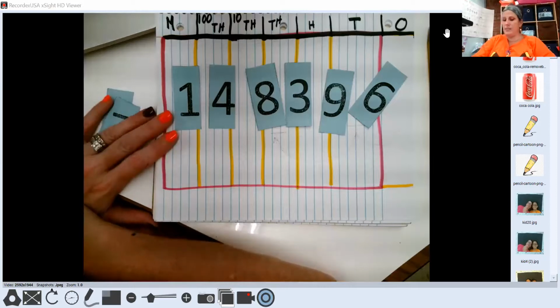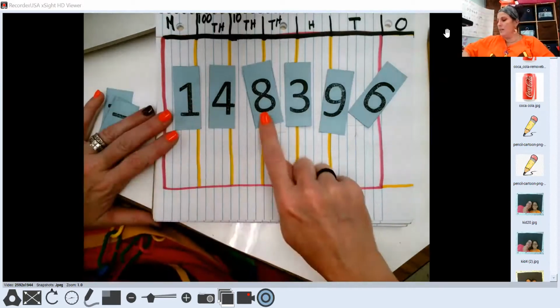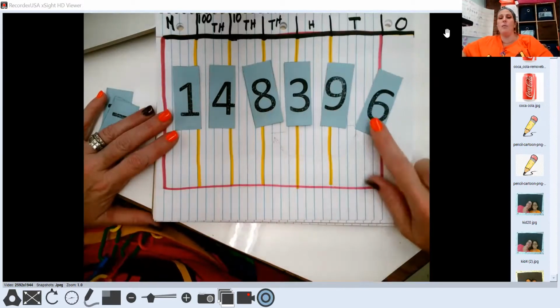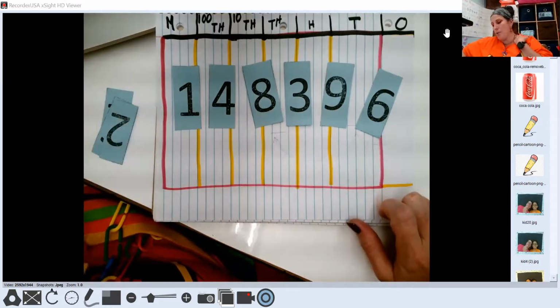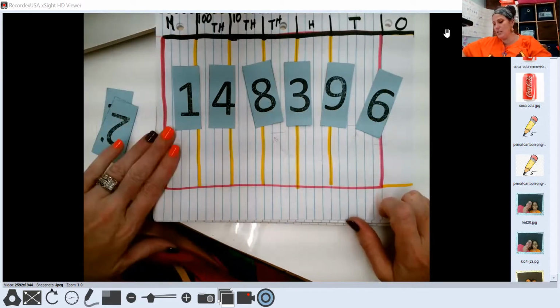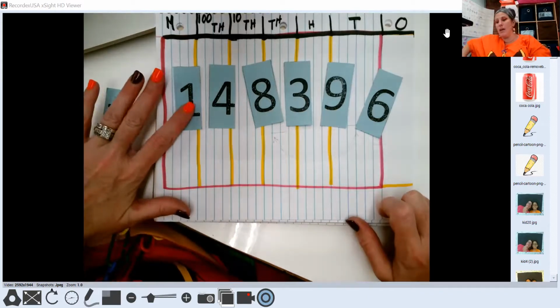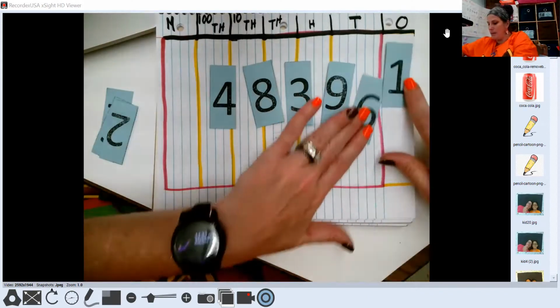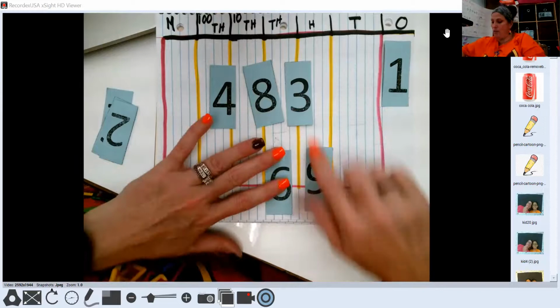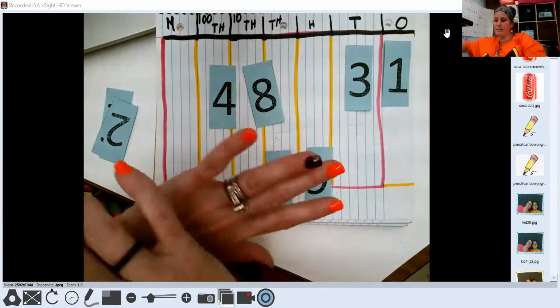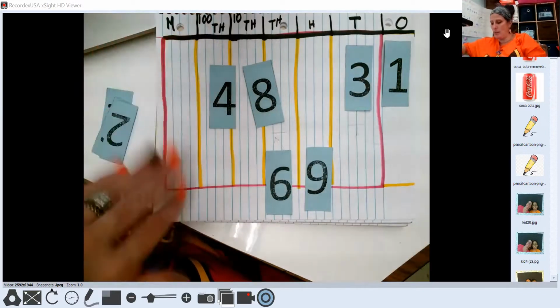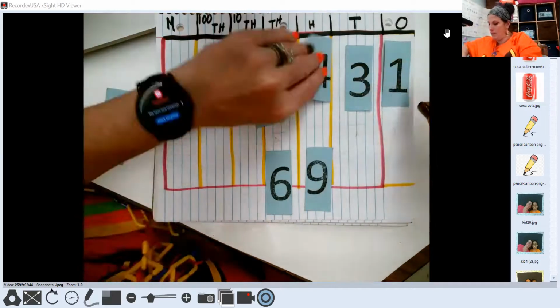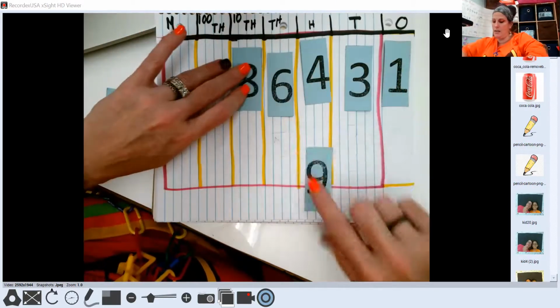Here are my next set of digits. I have 148396. And I want to create the greatest number that I can create using these digits. So I'm going to take my smallest number and I'm going to start that in my ones. And I'm going to put them in order from greatest to least, but I'm starting with the least side and working my way back. 5, 6, 8, and 9.